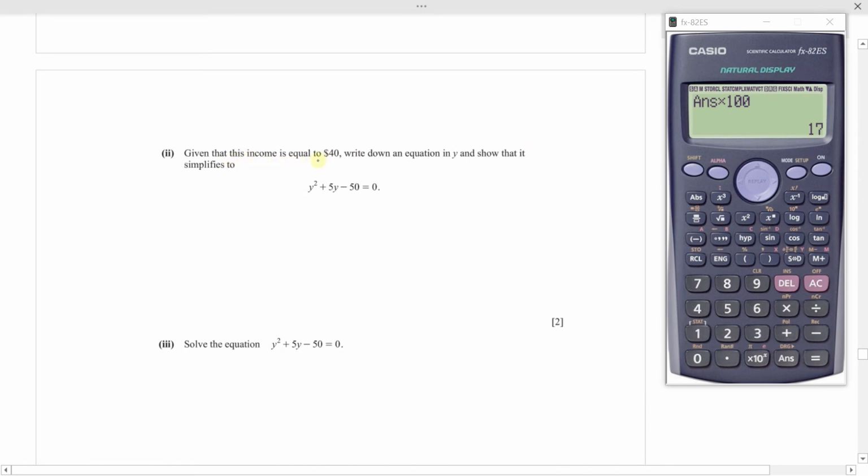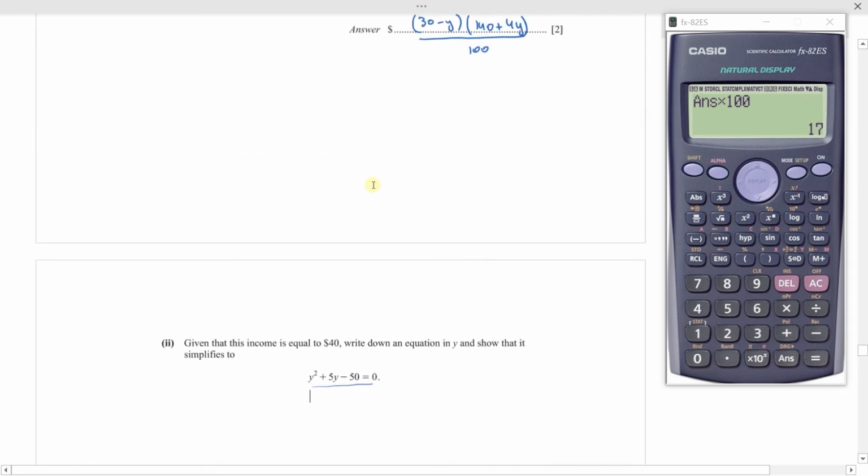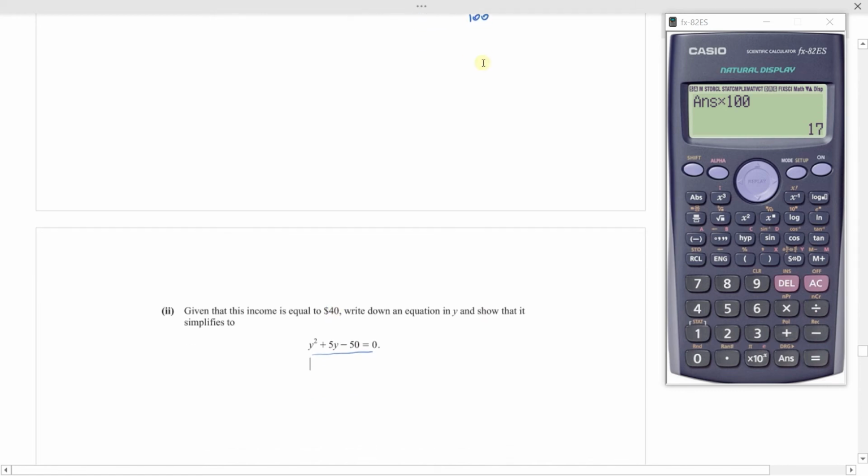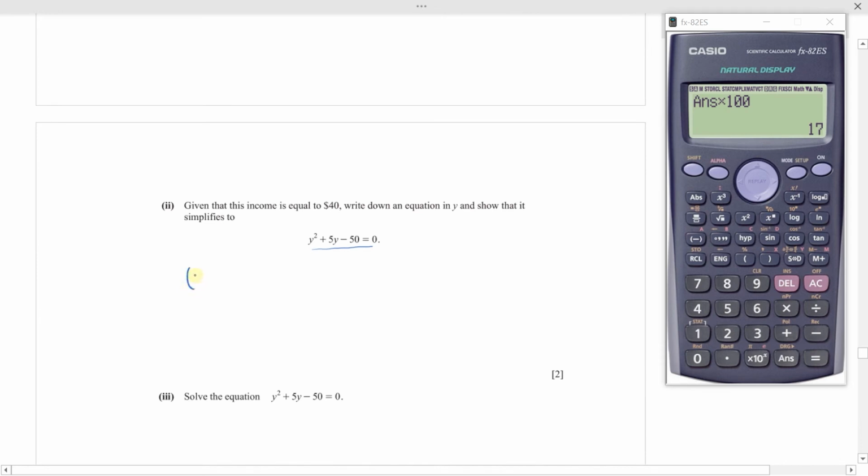Given that this income is equal to $40, write down an equation in y and show that it simplifies to this. So this income, we are told, is equal to $40. So we can write this equal to $40. Our income in terms of y in dollars was 30 minus y into 140 plus 4y, divided by 100, and this is equal to $40. So now we have to simplify this equation and show that it comes down to this.